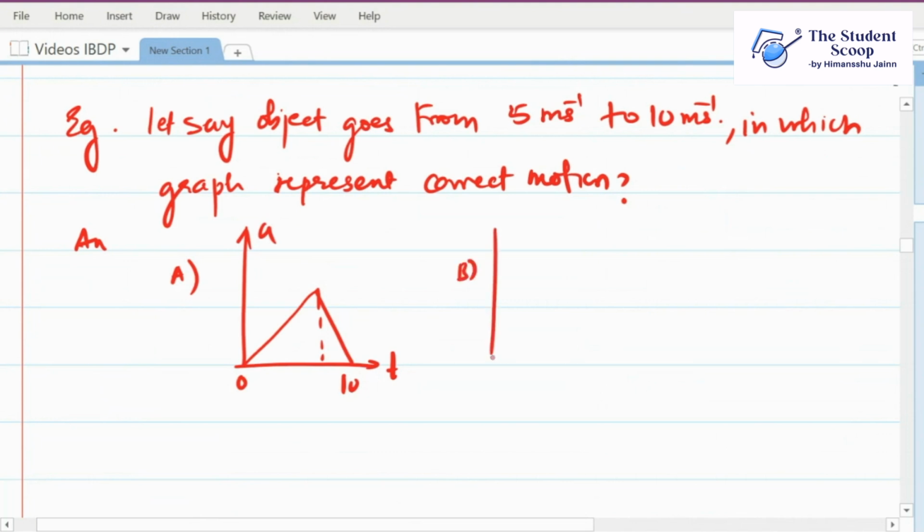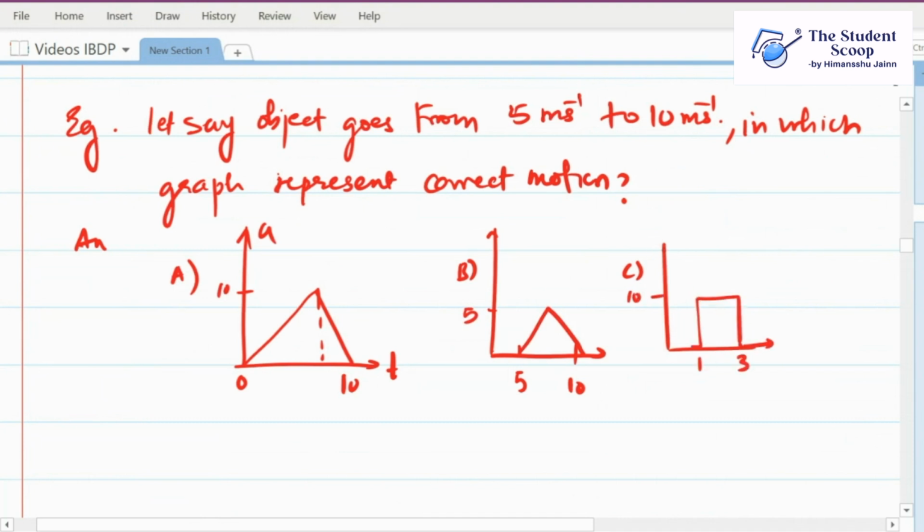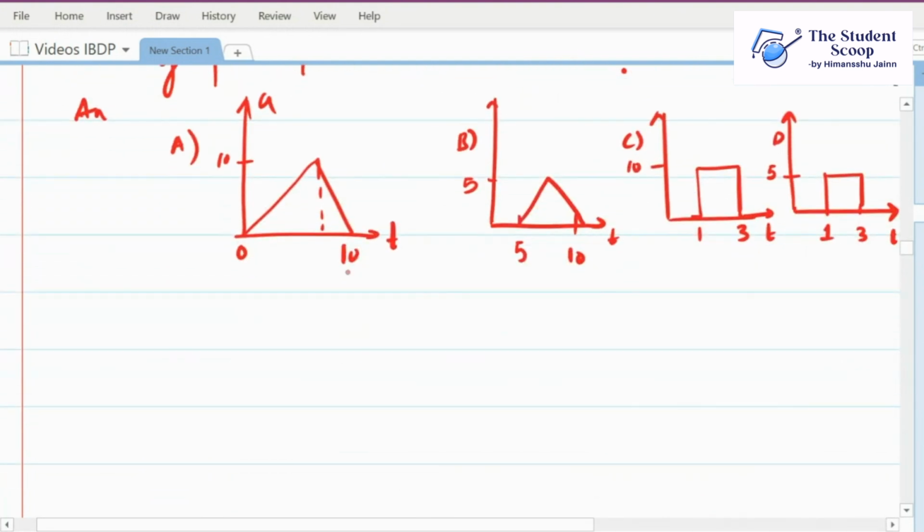Then there was option B, where they gave from 5 to 10, and acceleration was something like this. Option C was clearly given something like this, where we have this as 10 and this is 1 and 3. And option D was given a little bit shorter. This was 5 and this was 1 and 3. On the x-axis, there is time. So in this, which option seems correct?